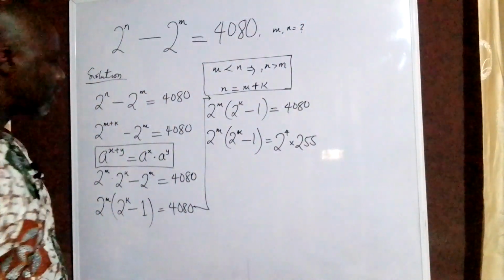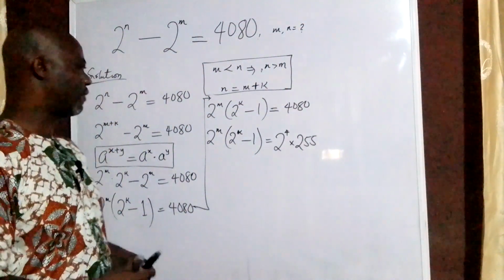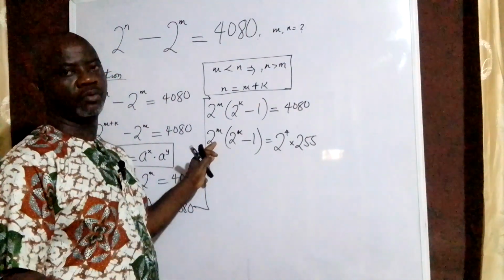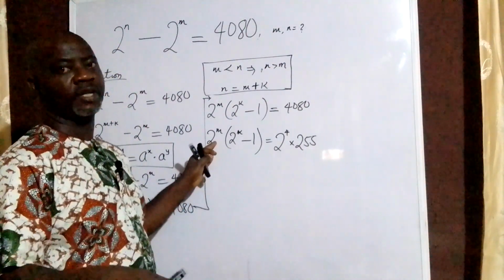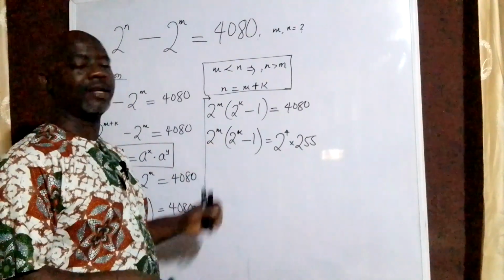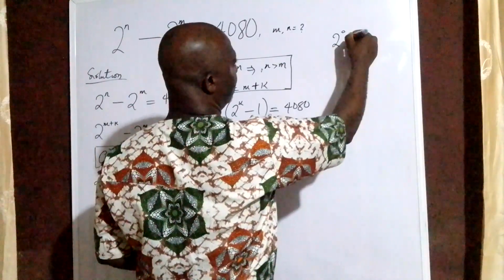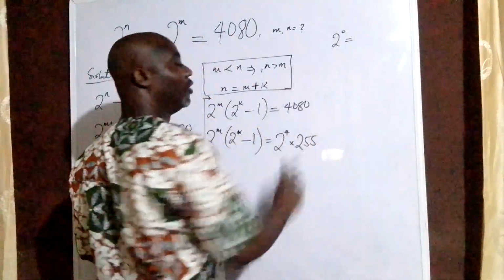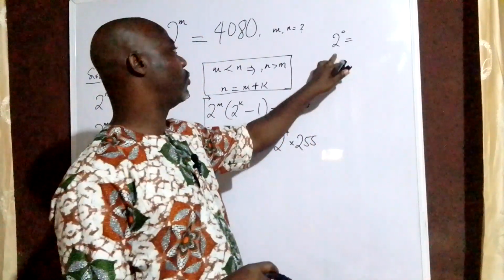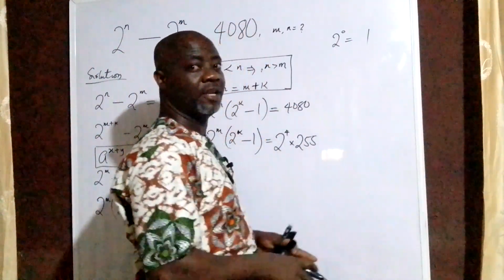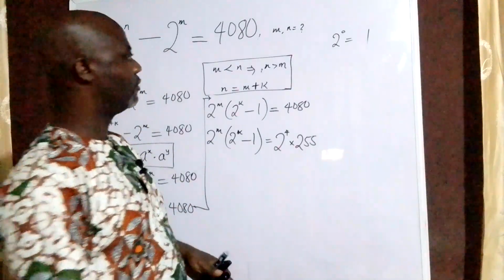Now, we need to understand the fact that any number that has a base of 2 is always even, irrespective of what the index is. For example, 2 to the power of 0 is 1. Only in this exception we have 1. So except if the power is 0 or negative.